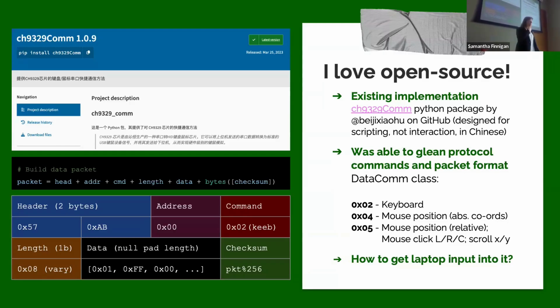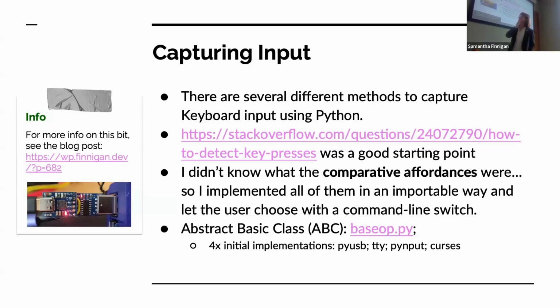So the next question is, okay, I've got some sample code. How am I going to get the input from my laptop keyboard into it? It turns out there's several different methods to capture keyboard input using Python. So again, Stack Overflow is your friend, a good starting point. I found several different modules that were available. I didn't know what the comparative affordances between all of them were, so I implemented all of them in an importable way based on an abstract base class. So I've got a little program interface now, and I can just let the user choose which one they want to use with a command line switch when they run this script.